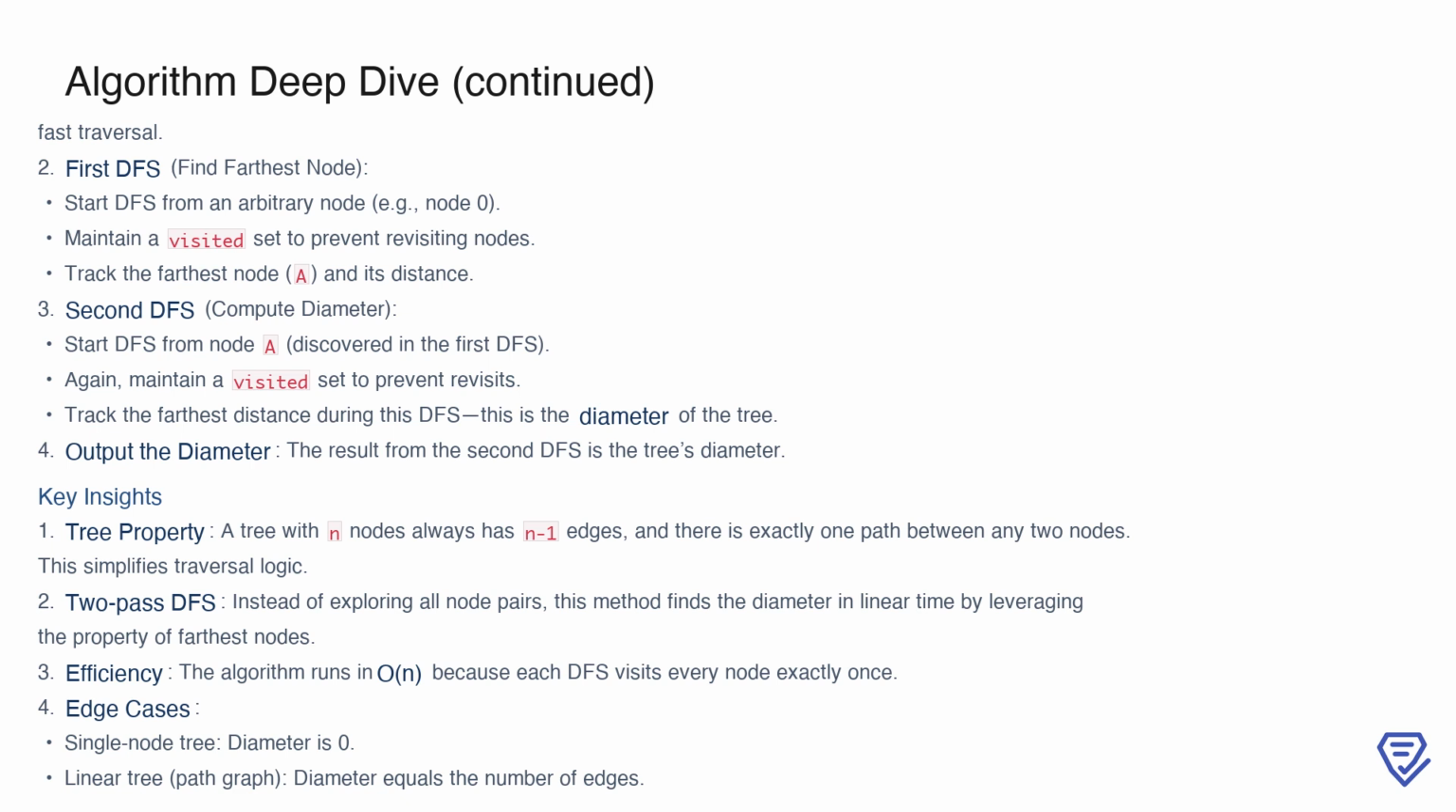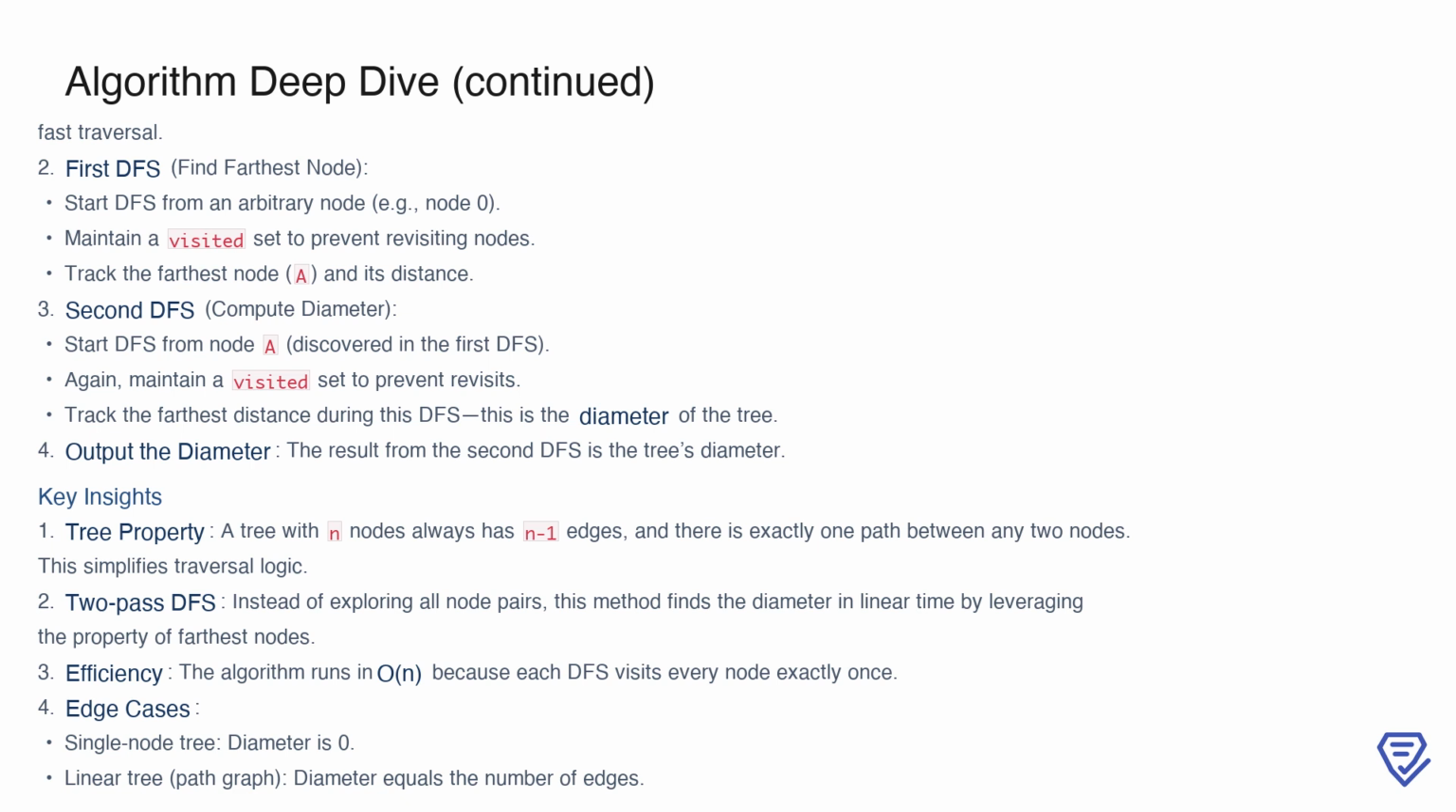Once we've identified node A, we initiate a second DFS, this time starting from A. Again, we use the visited set to avoid revisiting nodes. During this traversal, we record the farthest distance we can reach. This distance represents the tree's diameter.